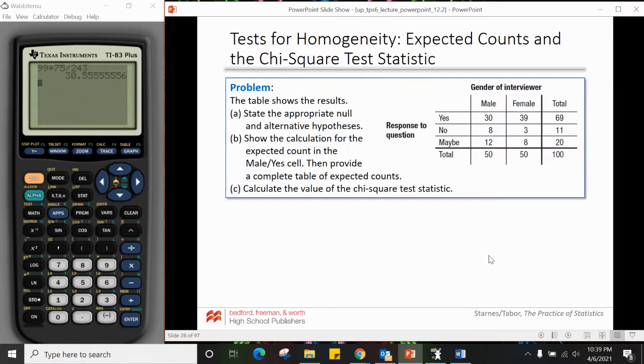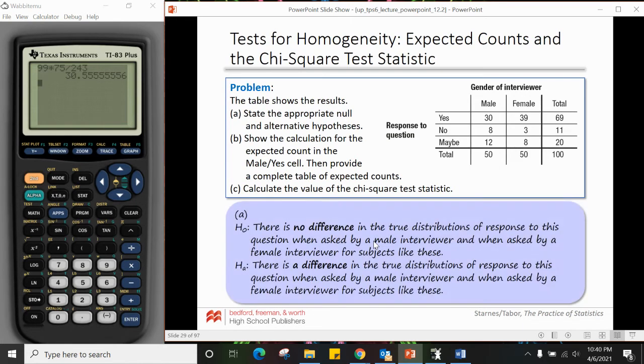Part A, state the appropriate null and alternative hypotheses. So remember, our null has that word "not" in it. There's no difference. Our alternative is there is a difference. So H naught: there is no difference in the true distributions of response to this question when asked by a male interviewer and when asked by a female interviewer for subjects like these. And then HA is very similar, but there is a difference in the true distribution of responses to this question when asked by a male interviewer and when asked by a female interviewer.